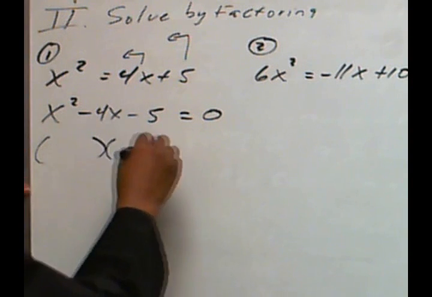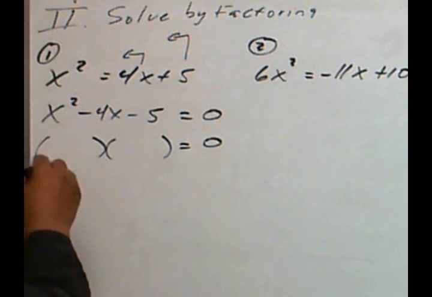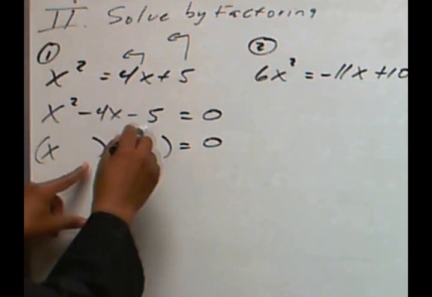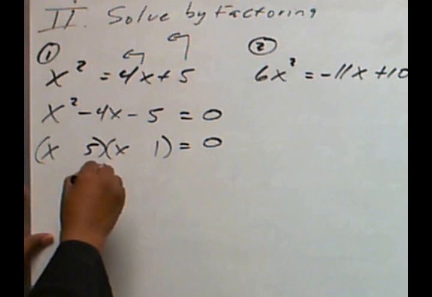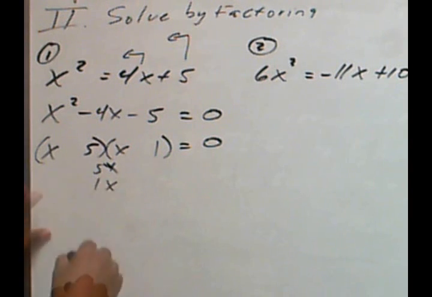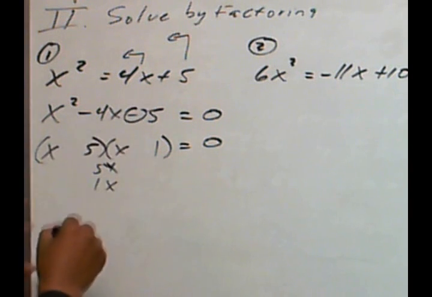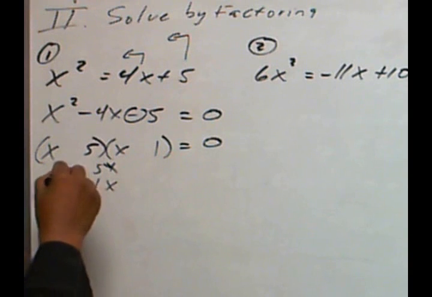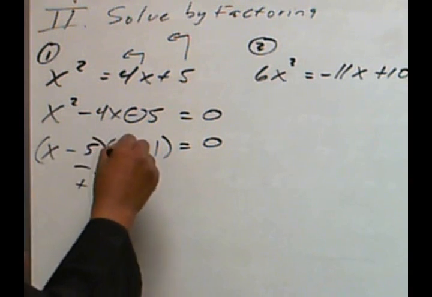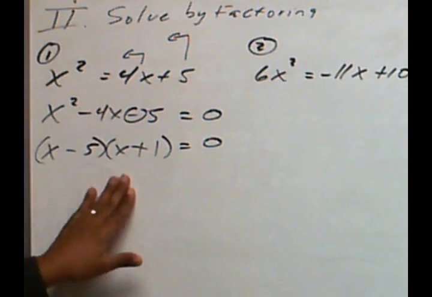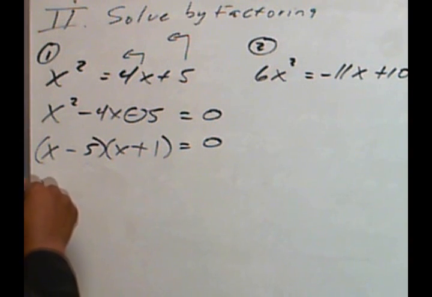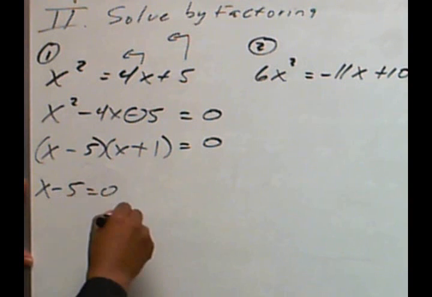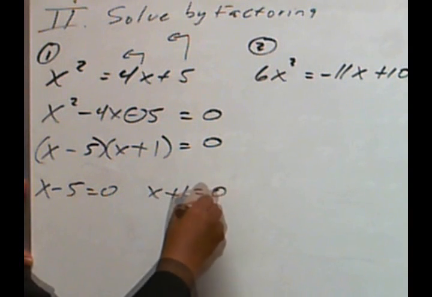Trinomials factor into two binomials. Let's have x times x, and we'll factor 5 into 5 times 1. Then the signs need to be different, and we need to get a negative 4x. So negative, positive. Once you have your factors set equal to 0, each factor can be set equal to 0. So x minus 5 can be set equal to 0, and x plus 1 can be set equal to 0.